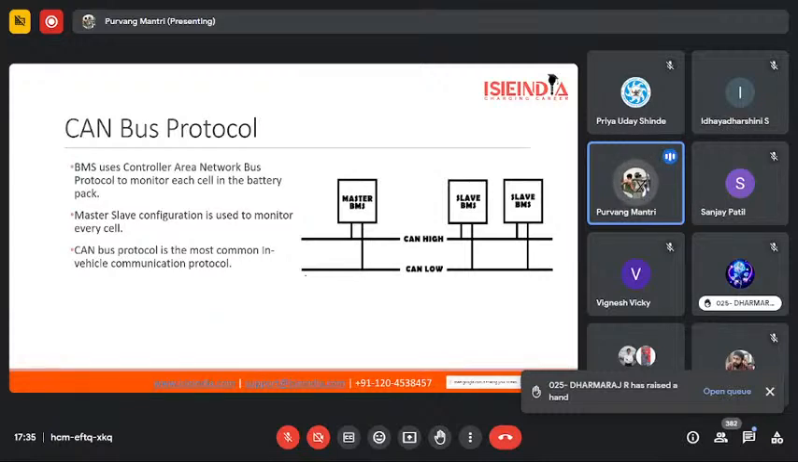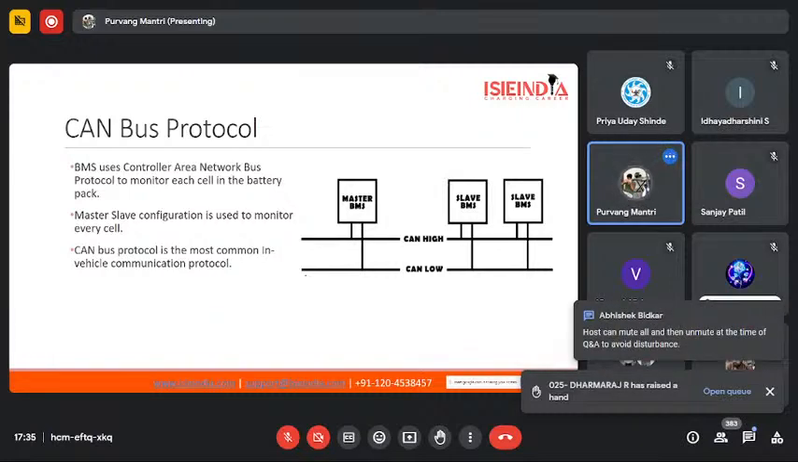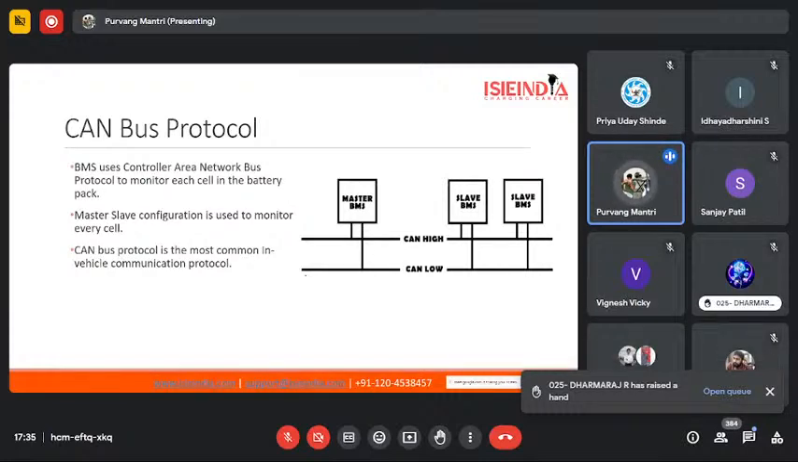CAN bus protocol has been highly implemented in our cars for more than a decade now. It is majorly used for communication between the ECU and the sensors of the engine, and also the body control unit. CAN bus protocol is implemented in BMSs as well, because its redundancy is quite better compared to other protocols. We also use LIN bus protocol, D2B and FlexRay, but CAN bus is highly preferable in this situation.